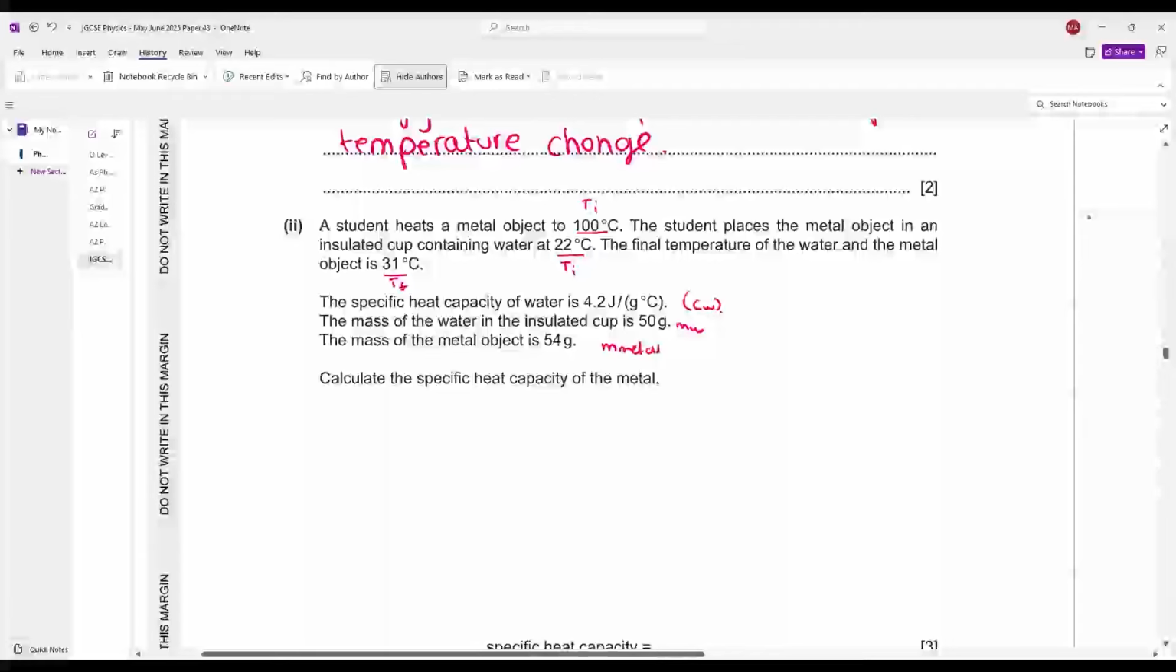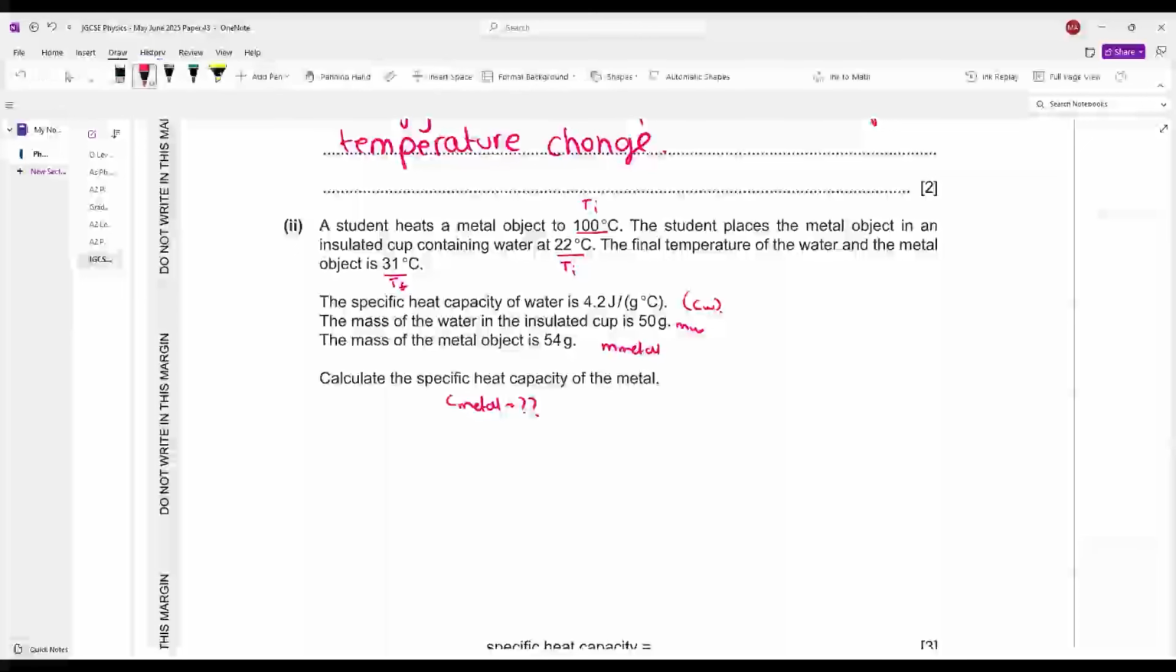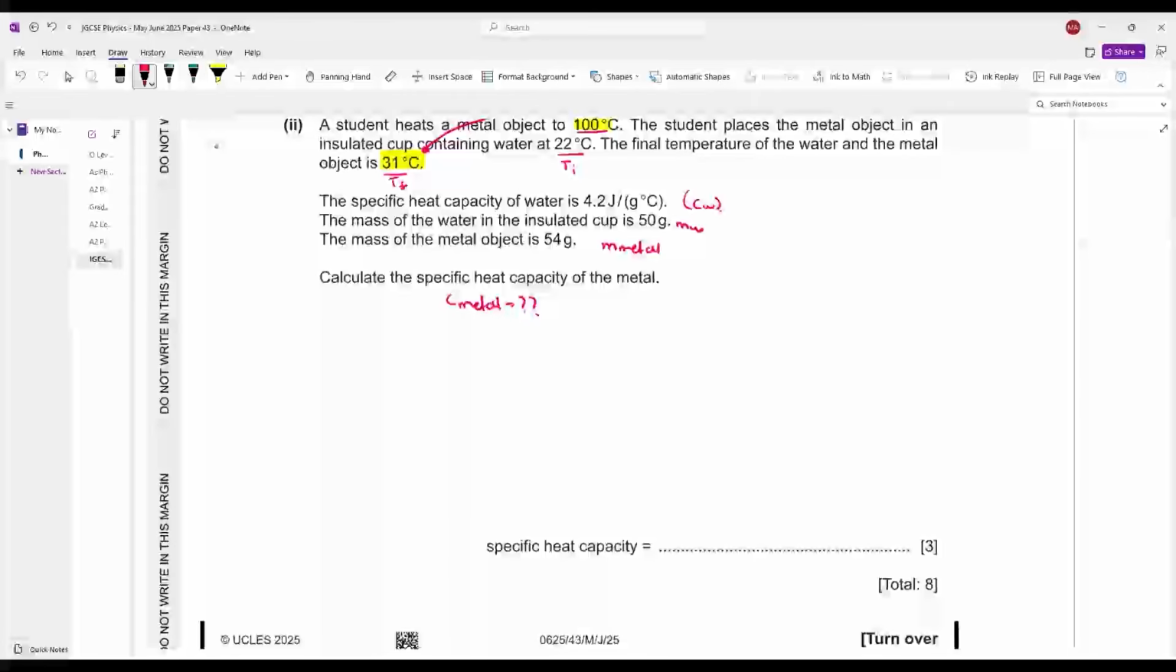Okay. You have to calculate the specific heat capacity of metal. How will you calculate the specific heat capacity of metal? Can you realize that the metal has an initial temperature of 100 and a final temperature of 31? The metal's temperature is decreasing. That means the metal loses heat. Metal loses heat. Loss in heat of metal.